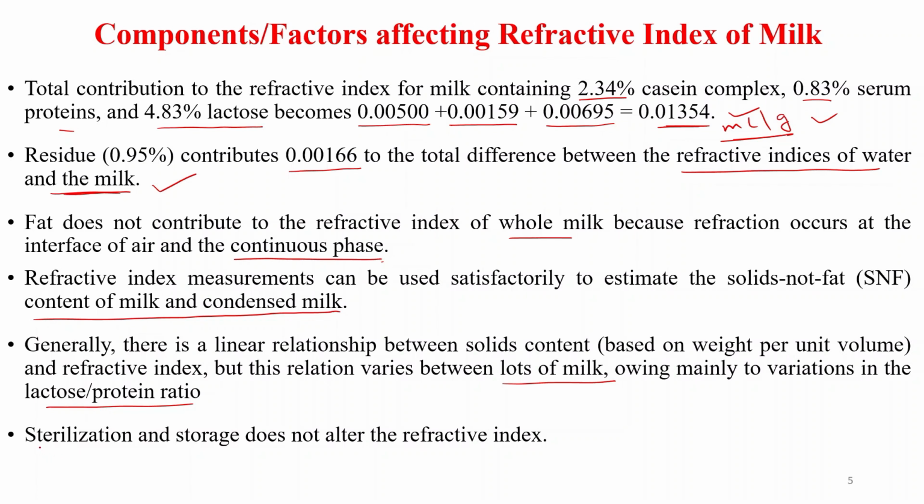Now, here it is written that sterilization and storage do not alter the refractive index. This is because of the soluble components present in milk, and most of the time we are filtering to remove the fat and also proteins. The sterilization of milk does not affect the refractive index of milk. Also, if you are properly storing the milk, then the refractive index is not affected that much.